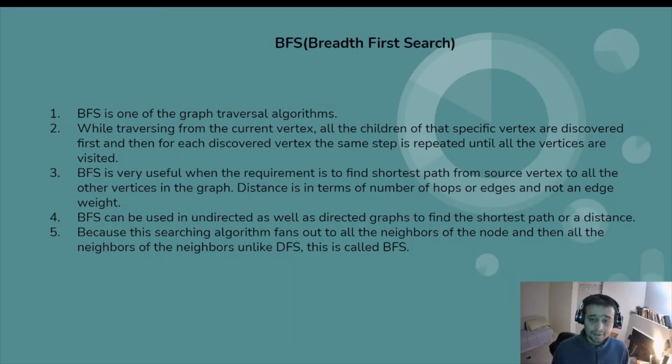The searching algorithm fans out to all its neighboring vertices. Unlike DFS, it does not go deeper and deeper and then backtrack. It is basically fanning out. That's the reason it is called BFS, that is breadth first search.